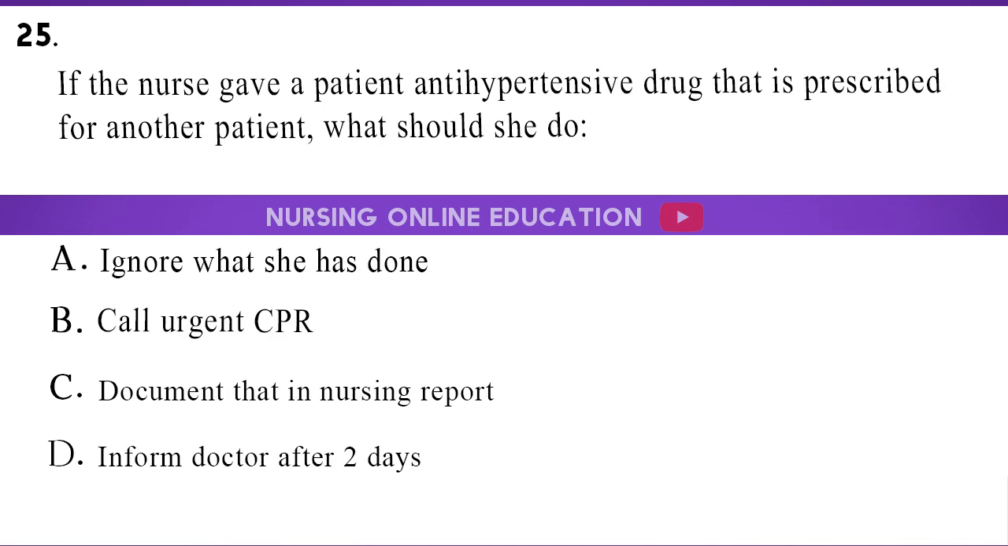25. If the nurse gave a patient an antihypertensive drug that is prescribed for another patient, what should she do? A. Ignore what she has done. B. Call urgent CPR. C. Document that in nursing report. D. Inform doctor after 2 days. The answer is option C, document that in nursing report.